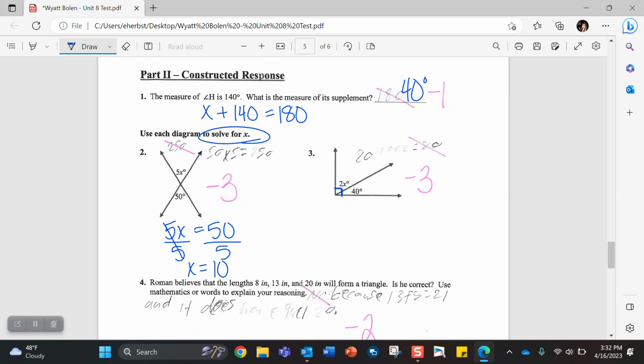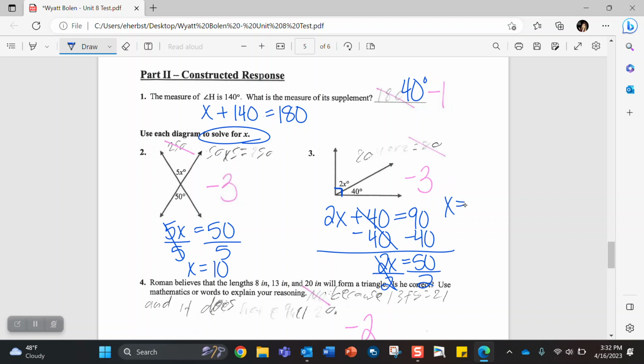So we have supplementary and complementary. Complementary means they add up to 90. So I'm going to add the two pieces together and set them equal to 90. Solving this two-step equation, which goes back to our last unit, subtracting 40 from both sides leaves me with 2x equals 50, and then when I divide both sides by 2, I get x equals 25. So that's what you were trying to solve there.